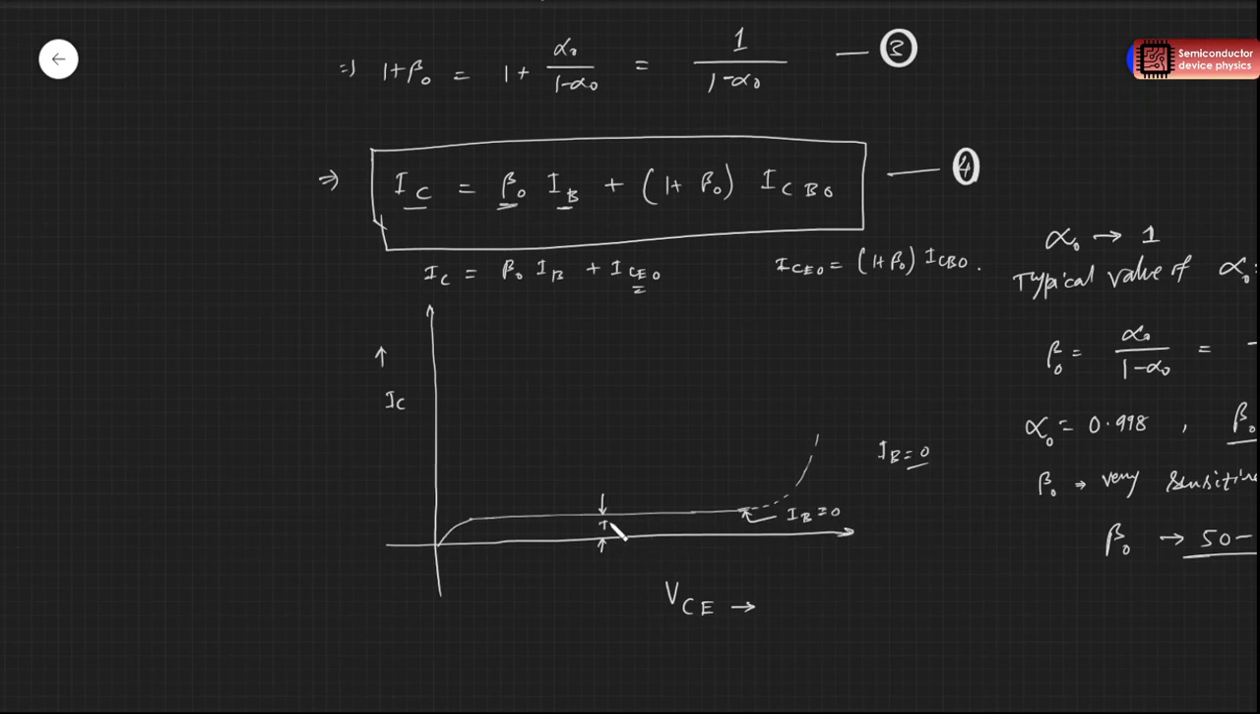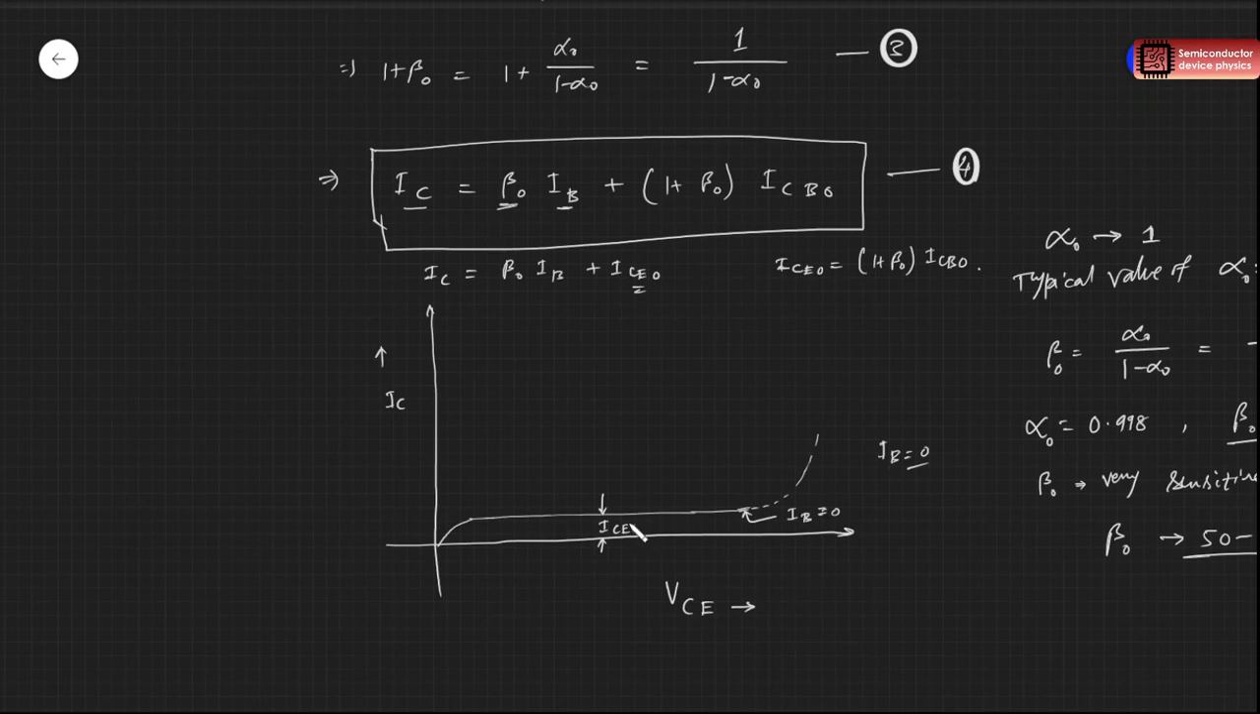So this will be the emitter saturation current. So this is ICEO, common emitter reverse saturation current, right? So this will be ICO.